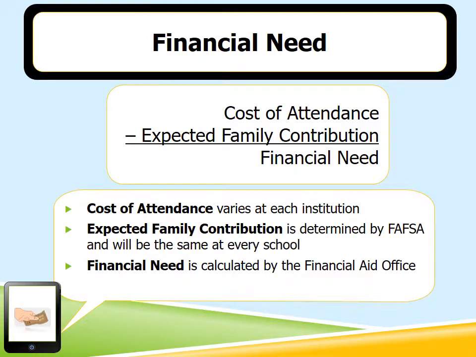Financial need is determined by your school's financial aid office. They subtract your EFC and any other aid, such as an outside scholarship, from your school's COA. The difference will be your financial need. Financial aid is awarded based on this calculation.